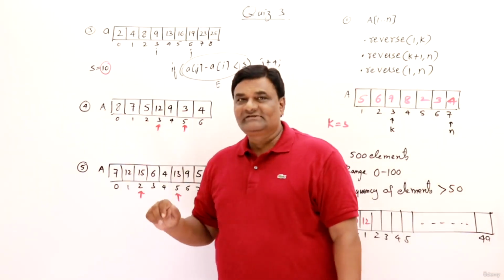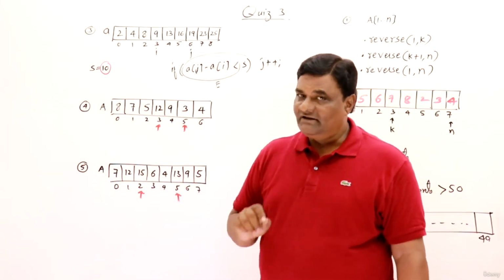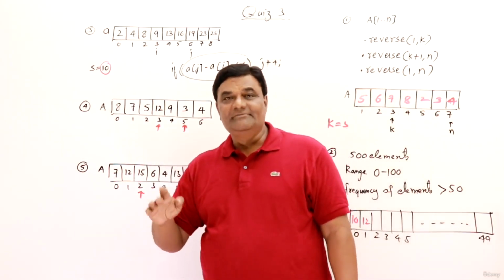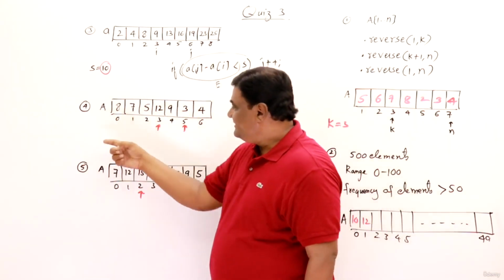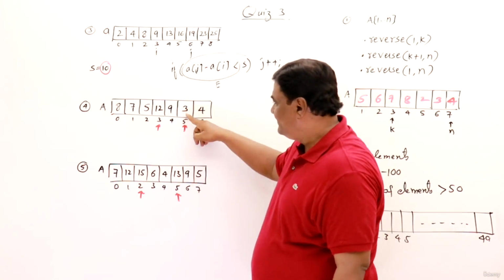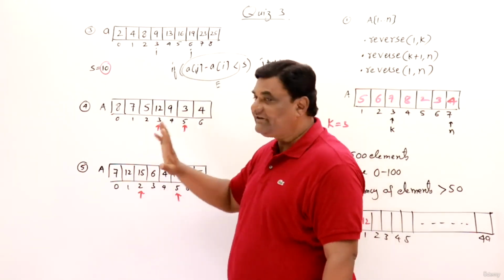Now the next question is the fourth one. There is an array of elements and we have to find an element which is neither minimum nor maximum. In the array, the minimum element is 3 and the maximum element is 12. Already I have highlighted it. So we don't want 3 and 12.